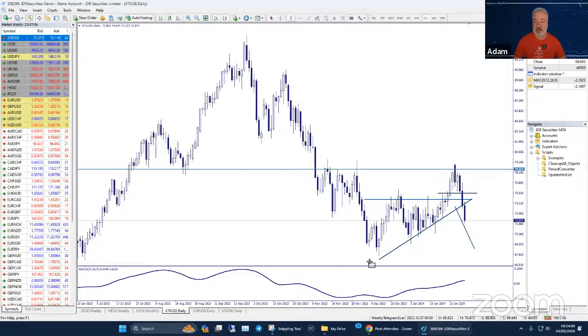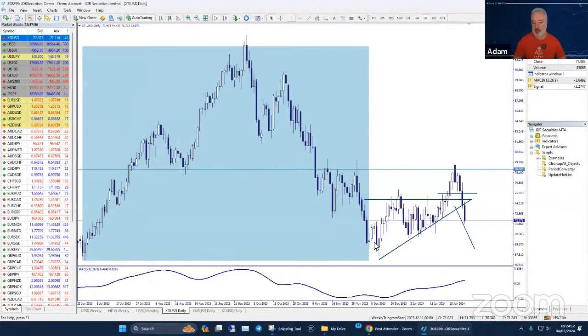Everything that you would see there, forget about all that. If you just focus on this, it was an ascending triangle. We broke out, we hit a strong level of resistance, and we've come back down.